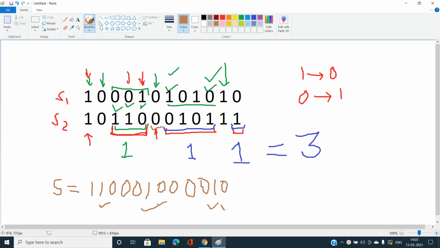But we need to notice that for characters such that s of I is not equal to s of I minus 1, our answer will be incremented by 1 only when s of I minus 1, that is this one, is exactly equal to the character 0.